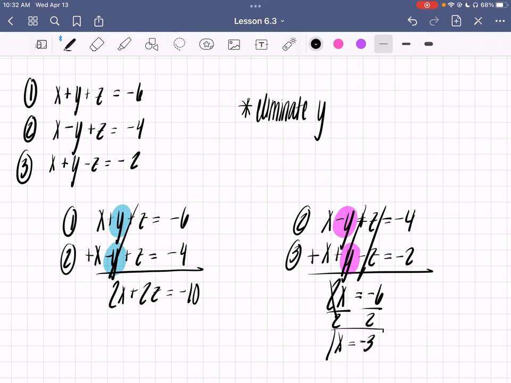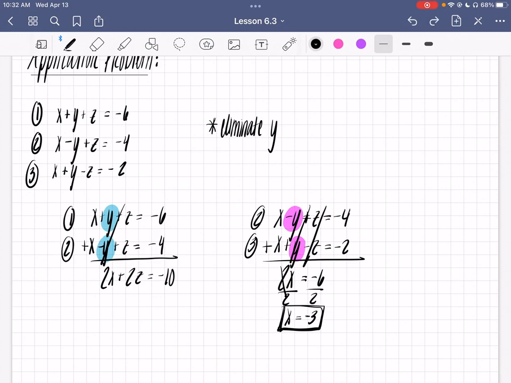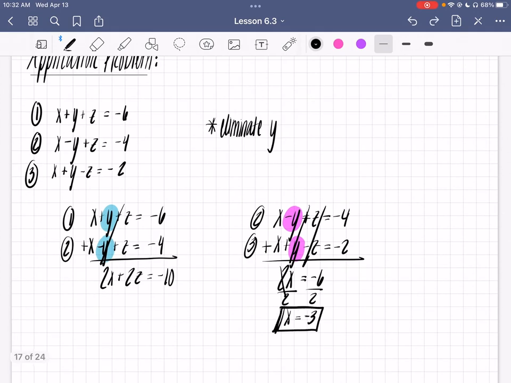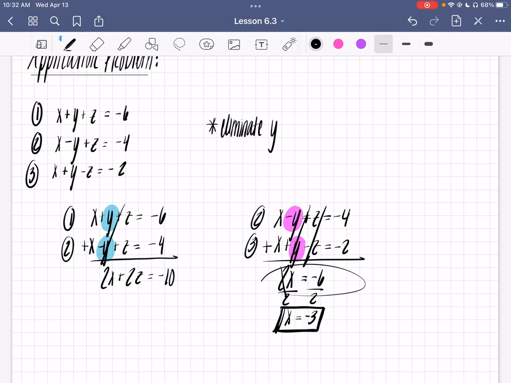So sometimes you're going to notice this happens where multiple of your variables will cancel at one time, and then it actually makes the process a little bit easier because you do not have to go through that additional step of taking your two equations and two variables and eliminating them.